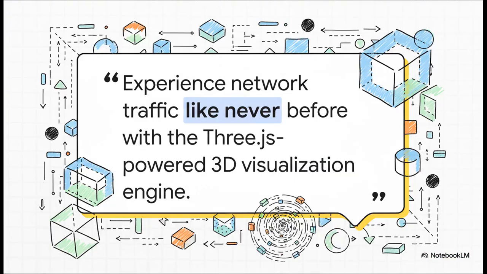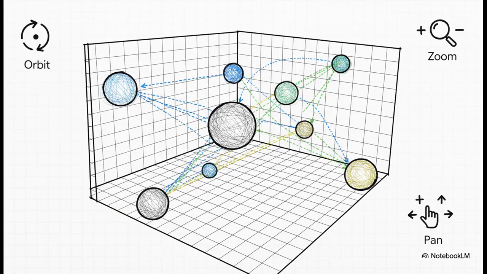The source material we're looking at puts it perfectly. It says experience network traffic like never before with the Three.js-powered 3D visualization engine. See, this isn't about just reading log files. It's about intuitively feeling the pulse of the network. So what do you actually see?